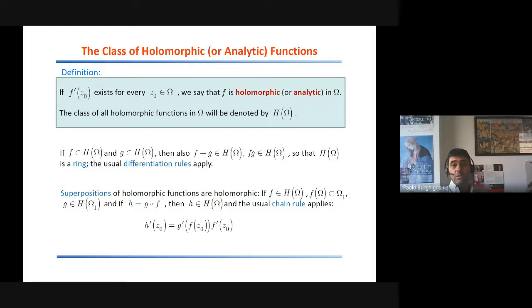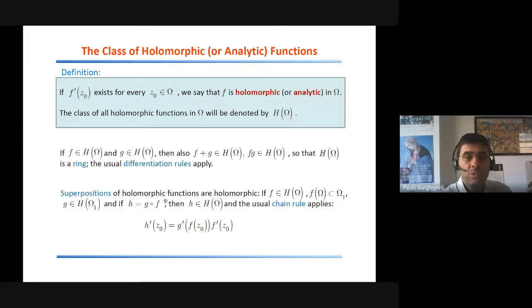In addition, you can also make superpositions of holomorphic functions. So if f is a holomorphic function defined in omega, and the image set of omega is contained inside another open set omega 1, where another holomorphic function g is defined, then you can superpose the functions f and g. So you go from omega to omega 1 through the function f, and then from omega 1 to some other set in the complex plane through the function g.